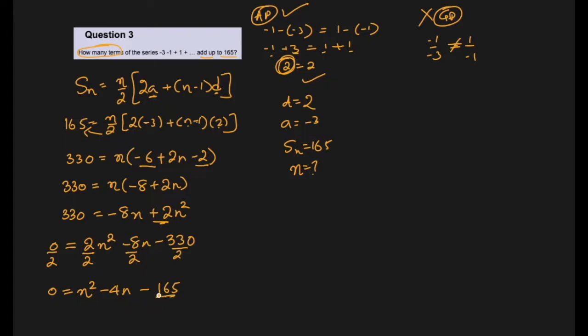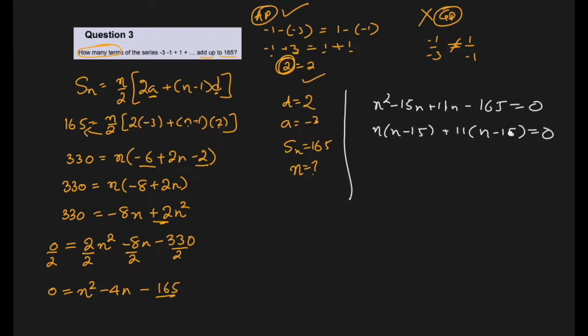And if you want to use your calculator, you can do that, but I want to factor this. 165 times 1 is 165, and the factors of 165 are 15 and 11, and that's what will help me to factor this. So let me do it here. n square minus 15n plus 11n minus 165 is equal to 0. Let's take n common here. n times (n minus 15) plus 11 times (n minus 15). So n minus 15 is in both. Taken common, we are left with n here, 11 here.